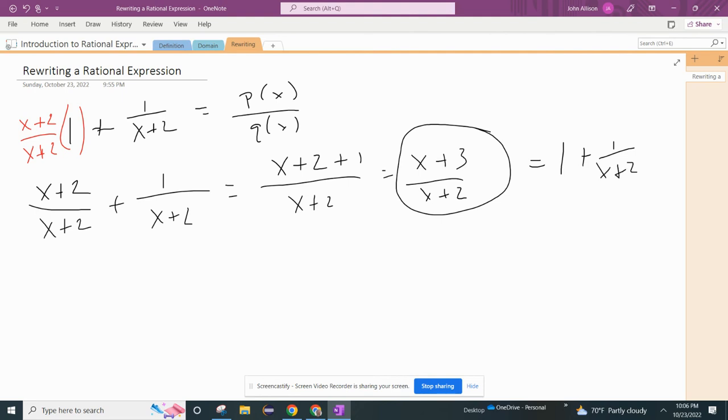If you'd like to test that, you can choose a number for x, plug it into the circled expression, and plug it into the original expression and see if those come out equal in the calculator.